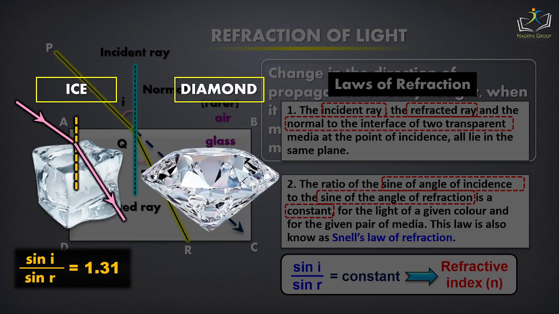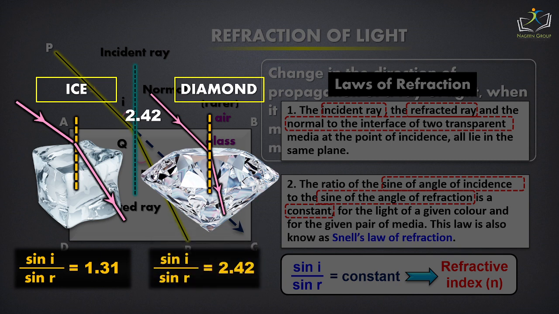Again, take another example, diamond. Here also we consider the normal, and a ray of light is incident on it. Now it again gets refracted as it moves from rarer to denser. We observe sin i by sin r equals 2.42.